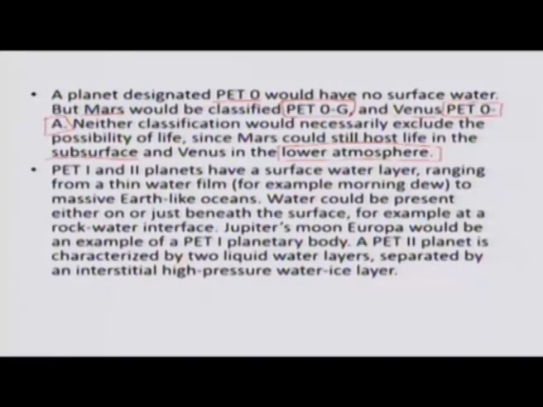So, all these are PET 0 examples. Now, what about PET 1 and 2? So, here the writer says Jupiter's moon Europa is PET 1, because water could be present either on or just beneath the surface, for example, at a rock water interface. A PET 2 means there are two liquid water layers separated by an interstitial high pressure water ice layer.